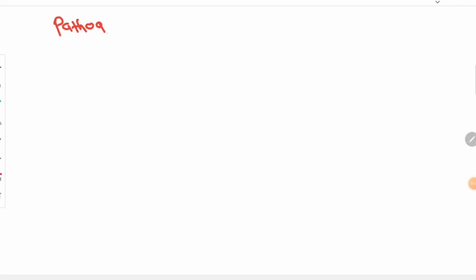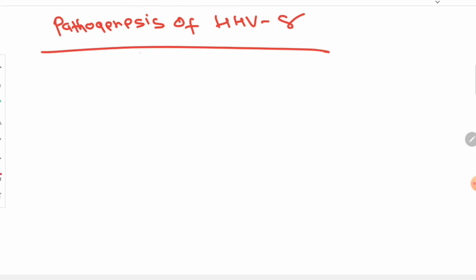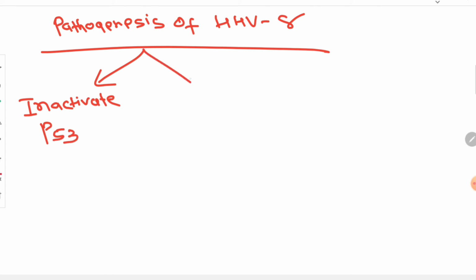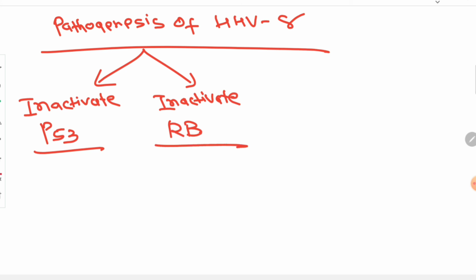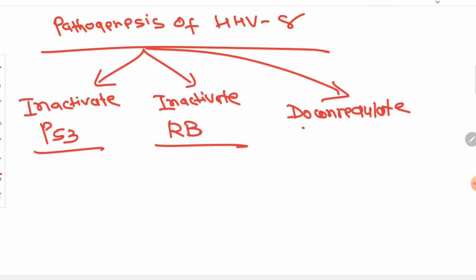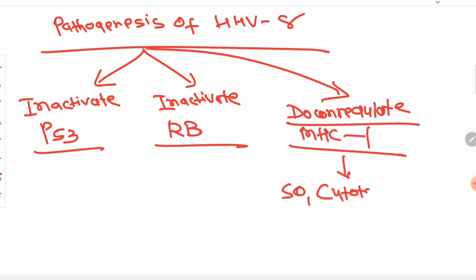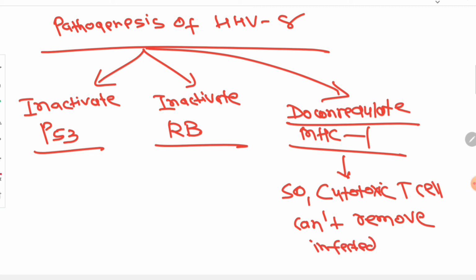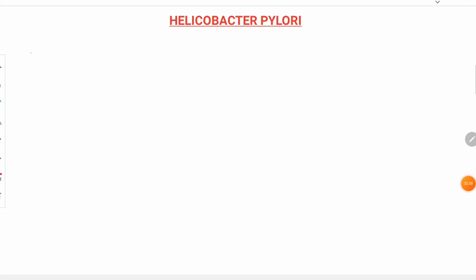Now let's understand the pathogenesis of HHV8 virus, human herpes virus type 8, how it leads to development of cancer. So one is that they will inactivate the p53 gene, which is a guardian of genome. Second one is that they will inactivate the RB gene, tumor suppressor gene. And third one is that they will downregulate the MHC class 1 molecule. Downregulate MHC class 1, and we know very well that cytotoxic T lymphocytes are MHC1 restricted. So if MHC1 is downregulated, cytotoxic T lymphocytes cannot work and they cannot remove the infected cell by HHV8, and in this way they can cause cancer.